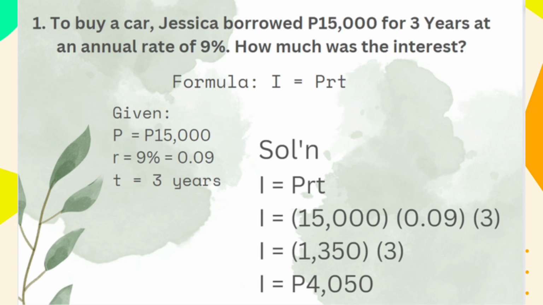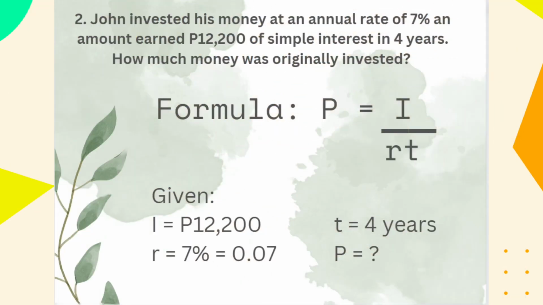We will multiply 15,000 by 0.09, which is the rate. The answer will be 1,350. And then 1,350 will be multiplied by 3, which is the time. So our final answer is: the interest equals 4,050.